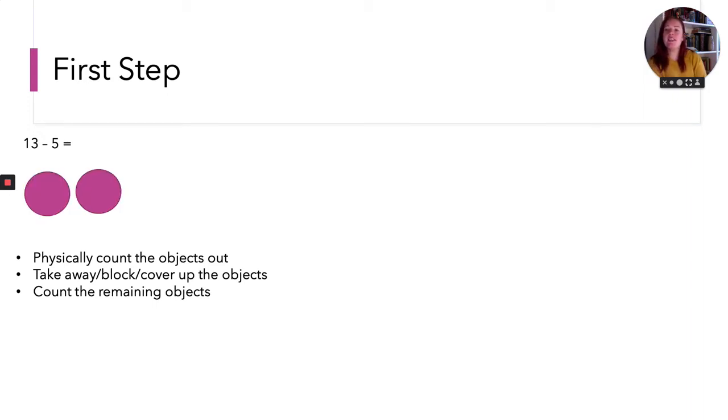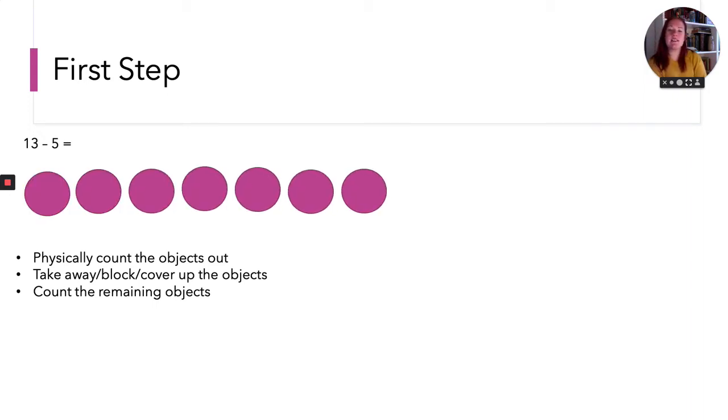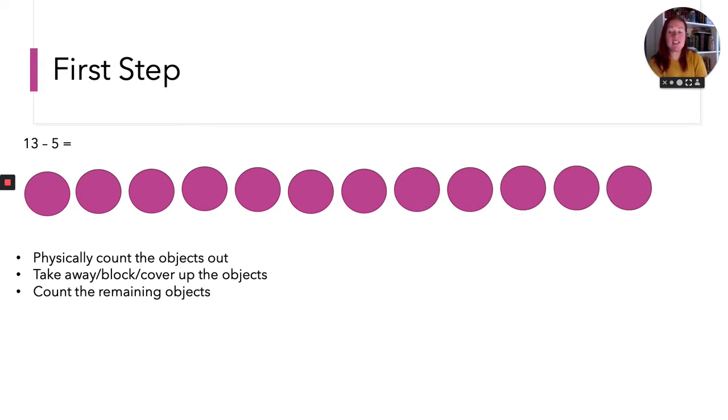You're going to physically count out the objects, and I'd like you to count them out. So 1, 2, 3, 4, 5, 6, 7, 8, 9, 10, 11, 12, 13. And then you are going to take away, physically take them away, or block or cover up 5 of these objects. And we're taking away 5 because that is the part that we need to take away.